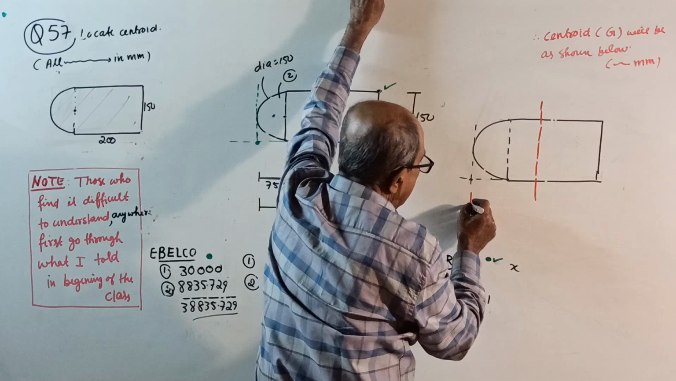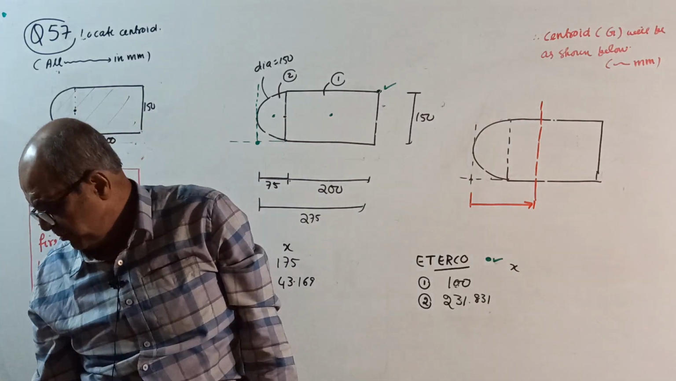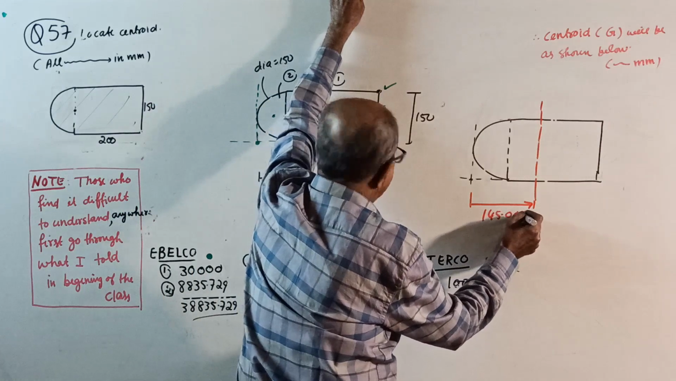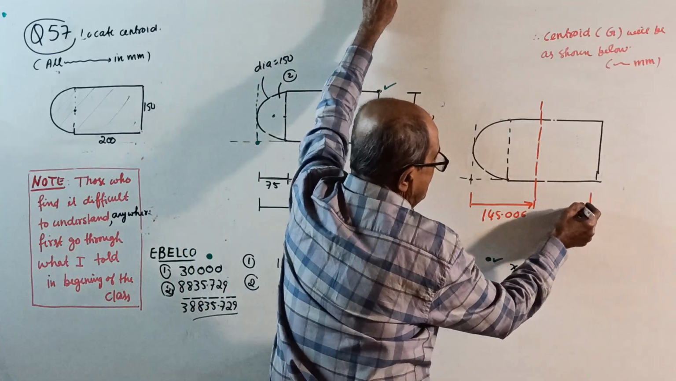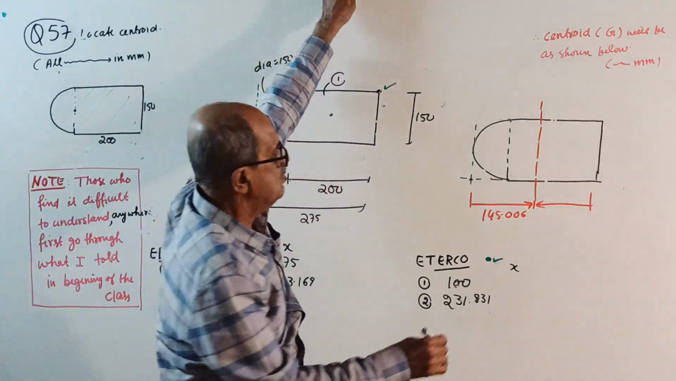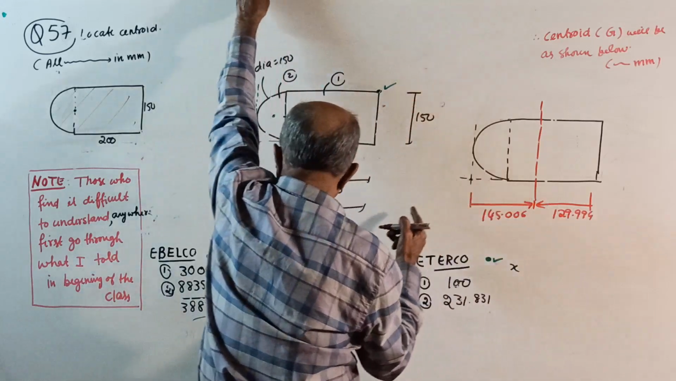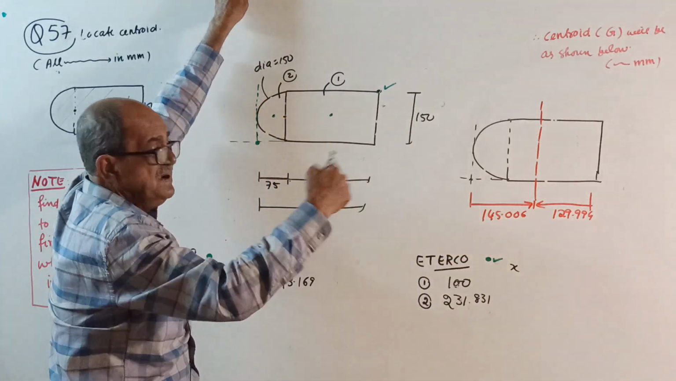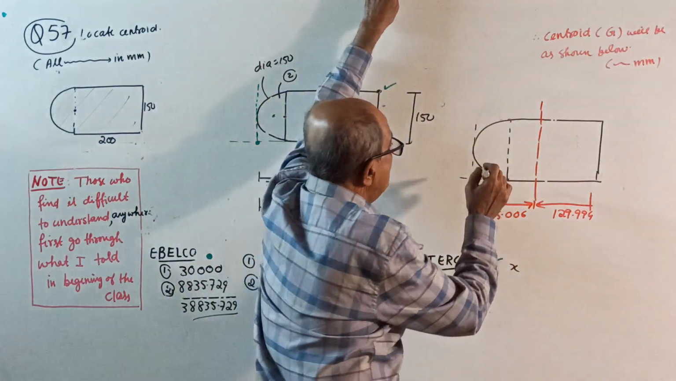From here, x bar will be 145.006, and from here it will be 129.994. Those who solve from the left side, their answer is this one. Those who solve from the right side, this is their answer. Those who are sincere solve both ways. And this is x bar.